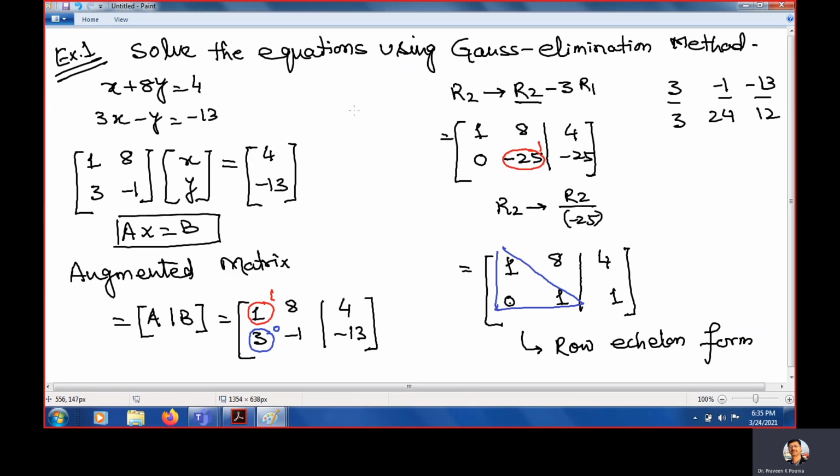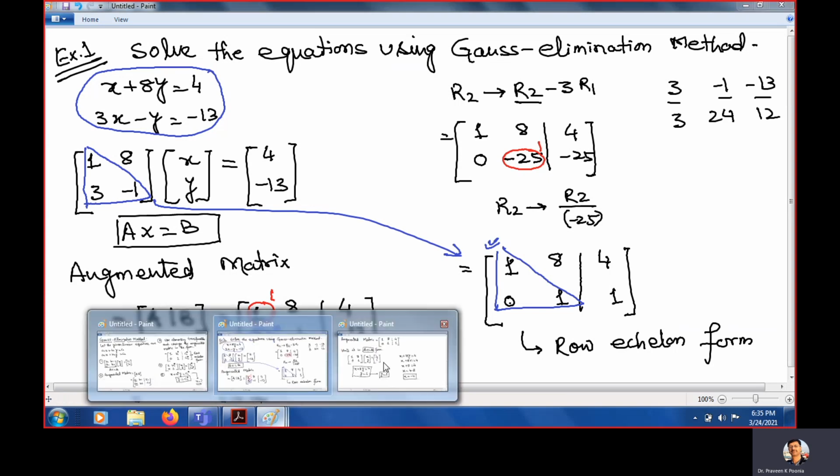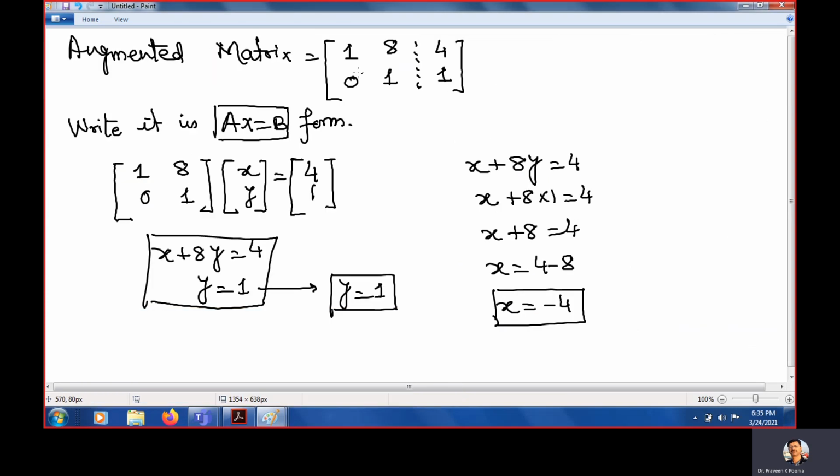Okay. So this is the solution of these two equations using the Gauss elimination method. The Gauss elimination method is very simple. You only need to change these three entries into 1, 0, 1. You need to bring these changes, and the moment you get it, it is in row echelon form. Then you can proceed further by changing the augmented matrix into AX equal to B form. This is the Gauss elimination method.